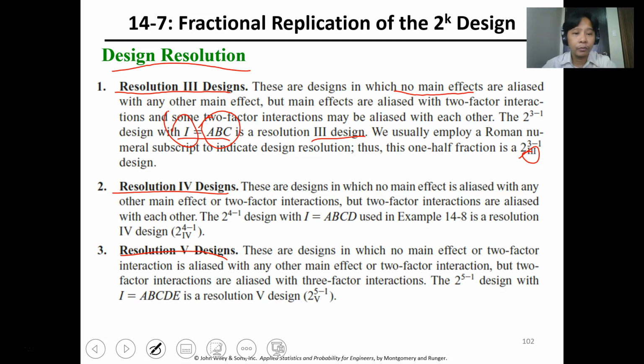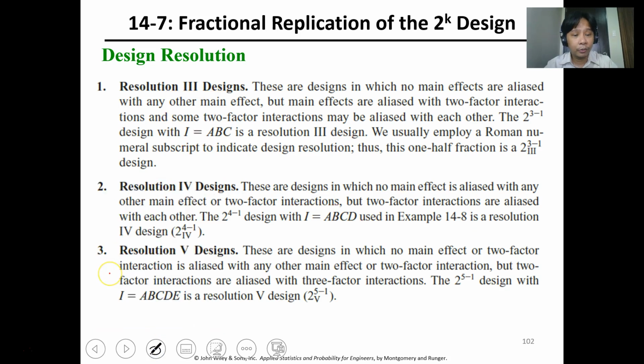For resolution 4 naman, these are designs with no main effect aliased with other main effects or 2-factor interactions. But 2-factor interactions are aliased with each other. So, 2 raised to 4 minus 1 design with yung ABCD natin, na yung example 14-8, yung ginawa natin kanina, has a resolution 4 design. So, meaning yung 2 raised to 4 minus 1 design. So, Roman numeral din siya.